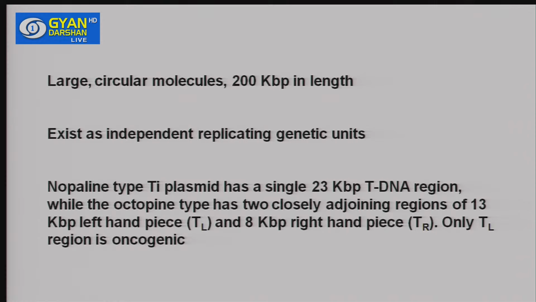That means you have to understand that the tDNA region is interrupted. It's not continuous. In case of Nopaline type, it is continuous, but in case of Octopine, it is interrupted, and the auxin and cytokinin regulating genes are present in the TL region, and that is why we call the TL region to be the oncogenic, because by this time probably you have got the idea what is meant by oncogenicity in case of plant system.